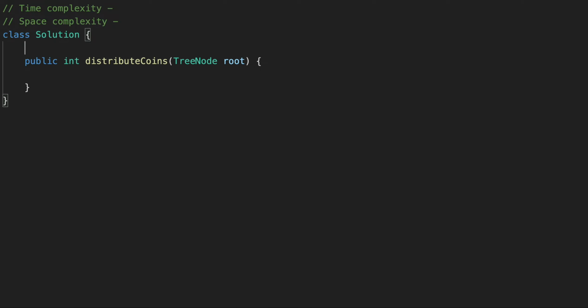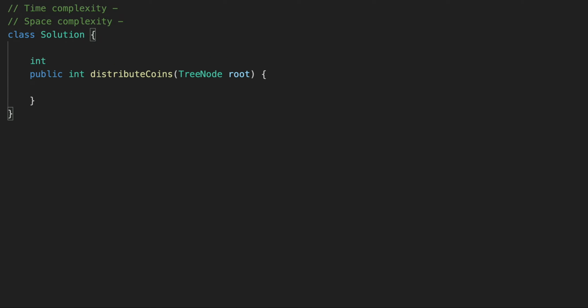Okay, first thing, let's create our result that we are going to return, and we will add to our result. Let's create our DFS function that we are going to use to calculate the excess and the deficit coins in our left and the right subtrees and add that to our result. Let's pass our root here, and let's return our result. And let's now implement our DFS function.